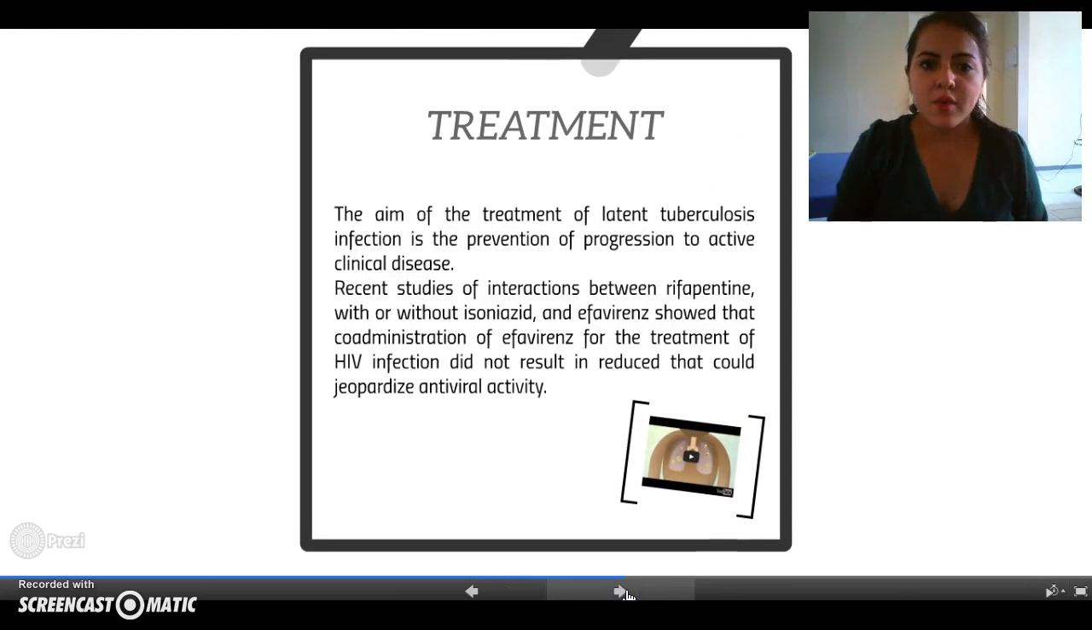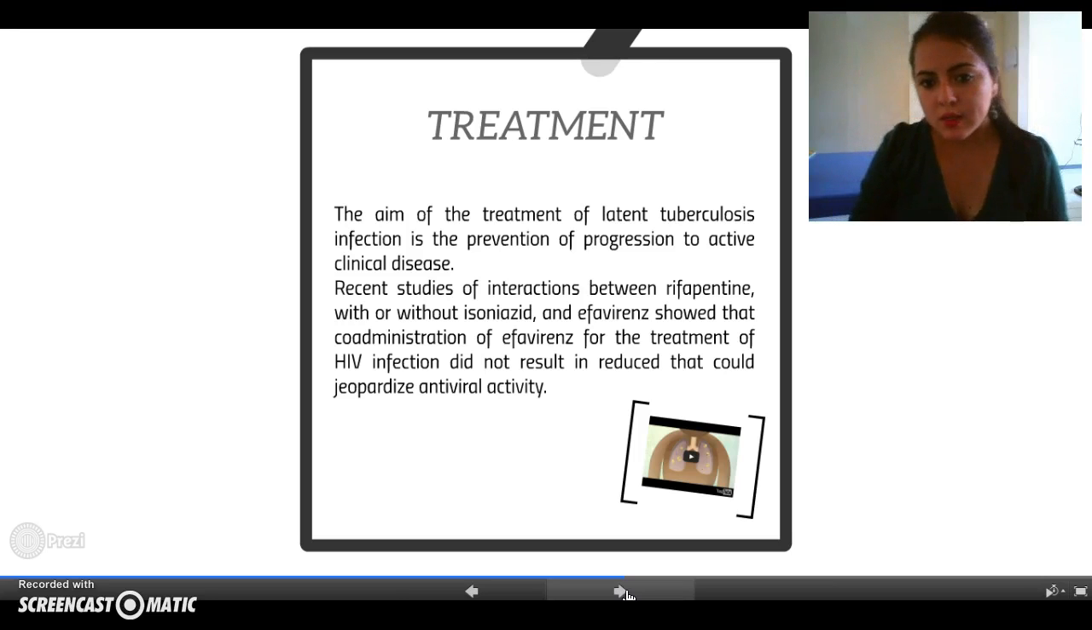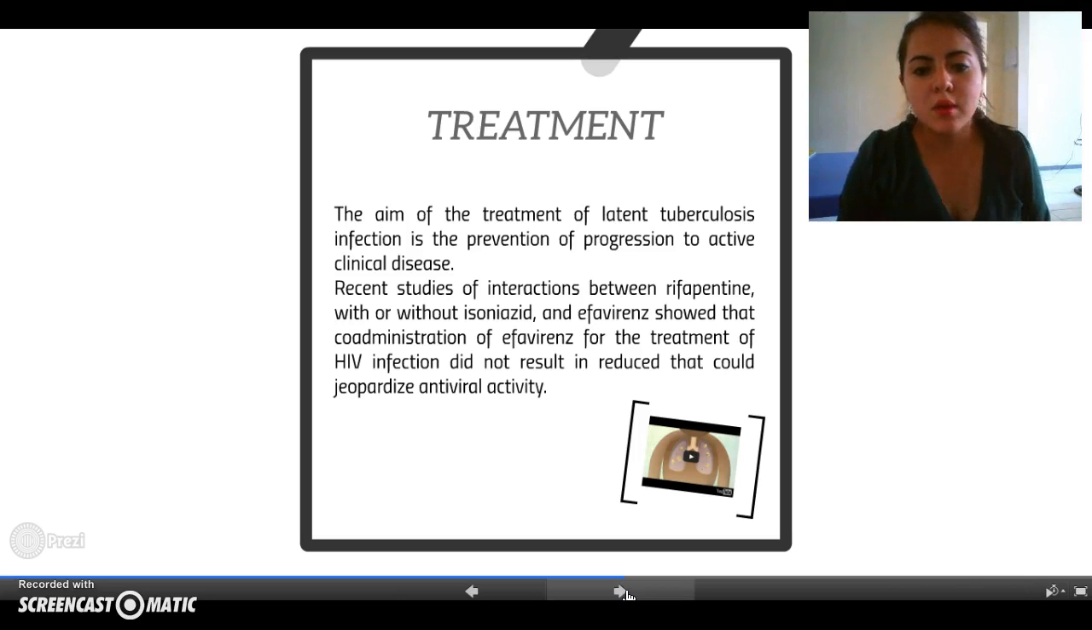Treatment. The aim of the treatment of latent tuberculosis infection is the prevention of progression to active clinical disease. Recent studies of interaction with rifampicin, which is combined with efavirenz, showed that administration of efavirenz for the treatment of HIV infection did not result in residues that could jeopardize antibacterial activity.